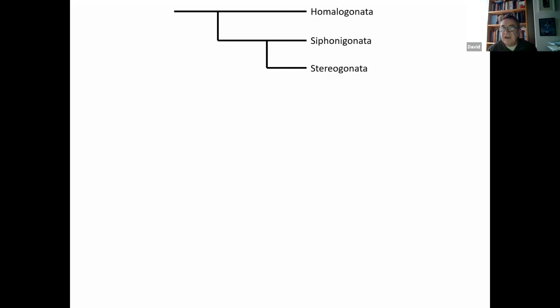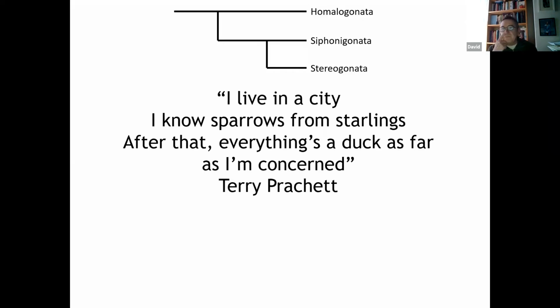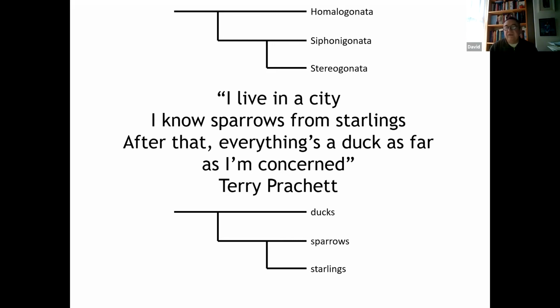It's an interesting diagram, because it relates to every other kind of statement we make about organisms, whether we think we do or not. Let's borrow Terry Pratchett again. He lives in the city. "I know sparrows from starlings, everything else is a duck." Well, that's the same kind of diagram. He's really just saying, and I don't know whether he means it or not, that sparrows and starlings are most closely related because of some way he can identify them relative to ducks.